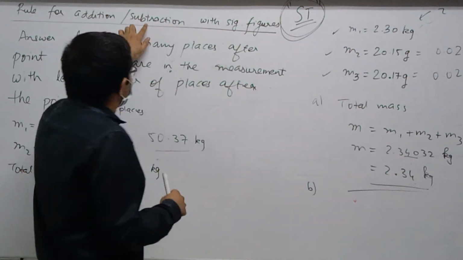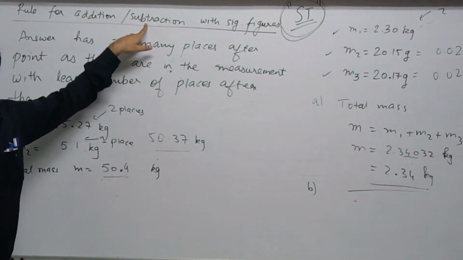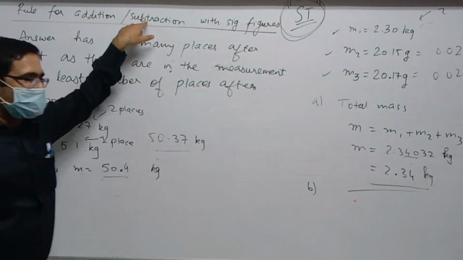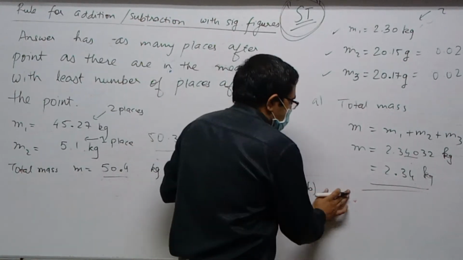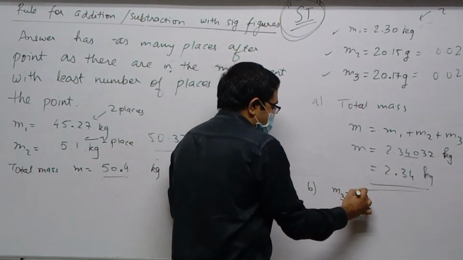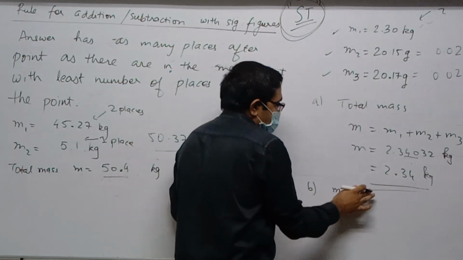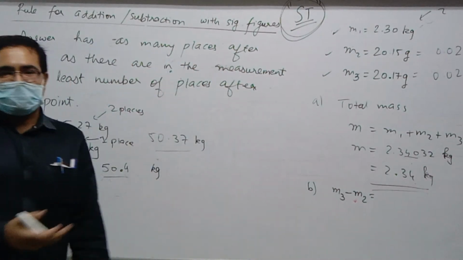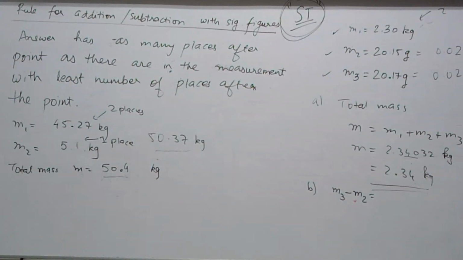Again, the same rule works for subtraction. There is not a separate rule. Same thing works. Okay, so let's subtract. What do we have? M3 minus M2. Understood? Subtract. And take care of the rule. Okay? Take care of the rule.